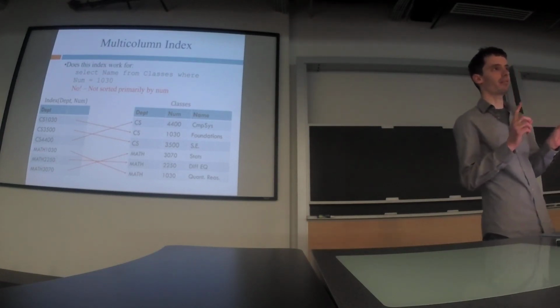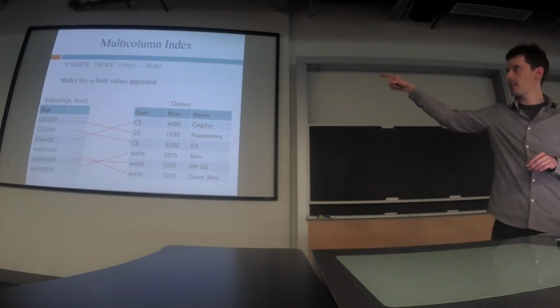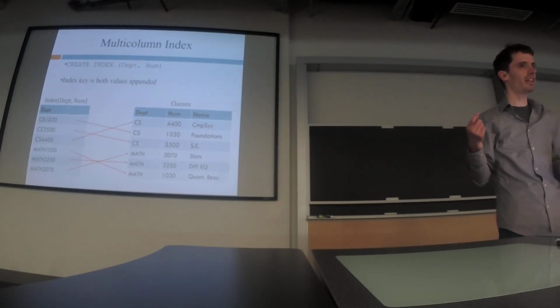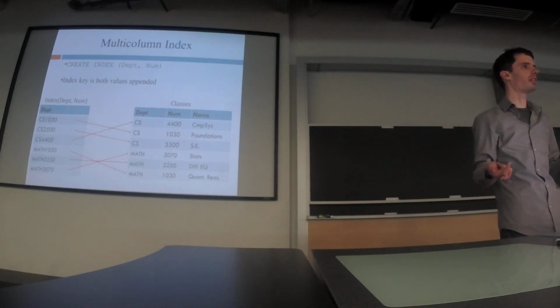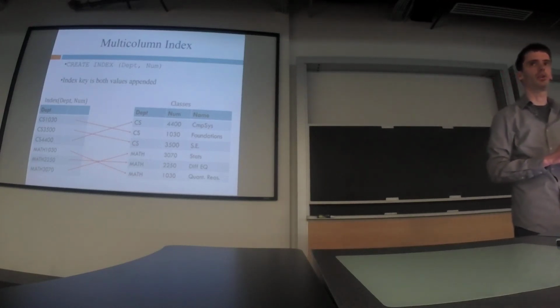So the order of these multi-column indexes matters. This index, department comma num, is not the same as num comma department. Both of them could be useful depending on what kinds of queries you're doing.